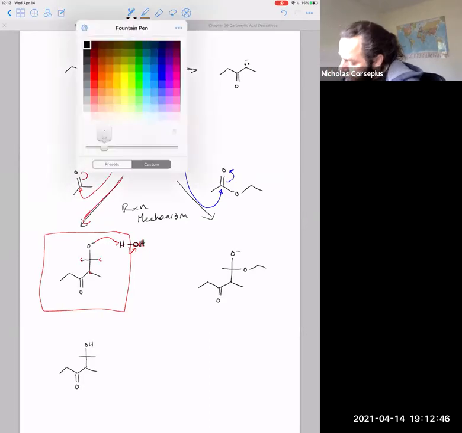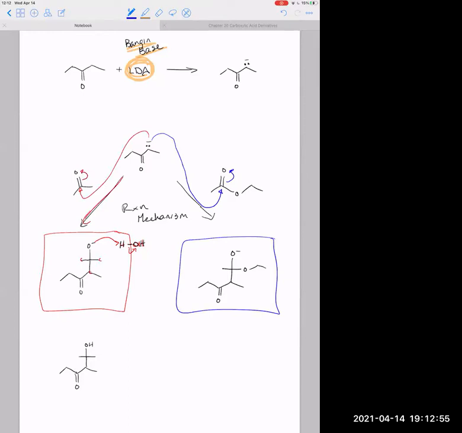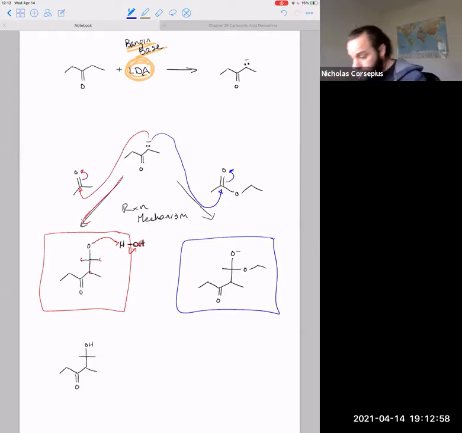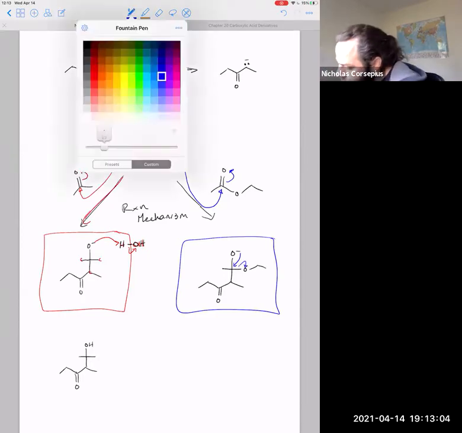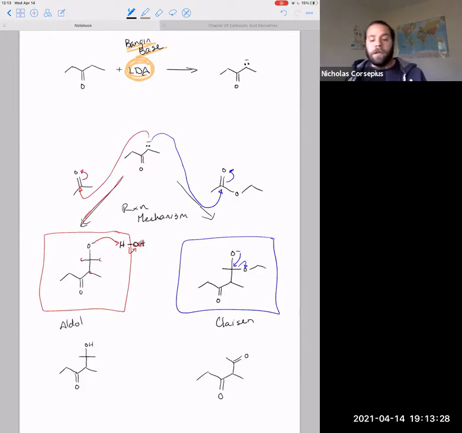What about over here in blue when I had my enolate ion reacting with an ester? Again, I'm going to ask myself, do I have a good leaving group? I would say yes. In this case, we have this heteroatom, the oxygen, that can act as a leaving group. And so this is going to come down and kick that off. Okay, so this would have been an example of an aldol addition. This would have been a Claisen condensation.